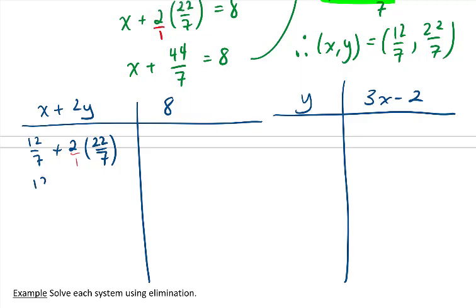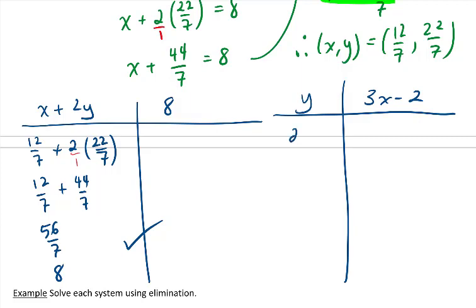So I get 12 over 7 plus 44 over 7, which gives us 12 plus 44 is 56 over 7. And if we divide 56 by 7, we get 8. So this does fit on the first line. So let's check if the point is on the next line.